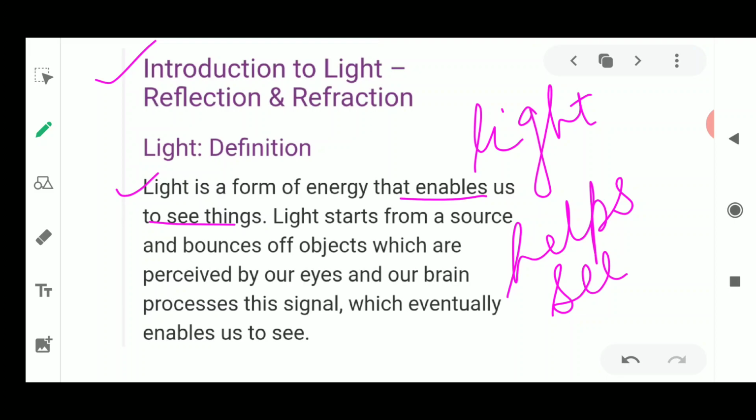Now light starts from a source. This is very important. From where is this light coming? Light is coming from a source, and that is known as the source of light, and as I told you, that could be of two types. Either it is going to give its own light, or it is going to shine by the light of some other object. Luminous and non-luminous objects.